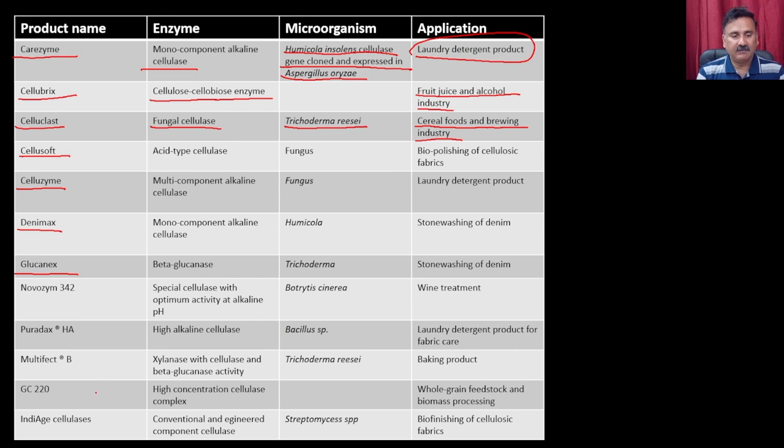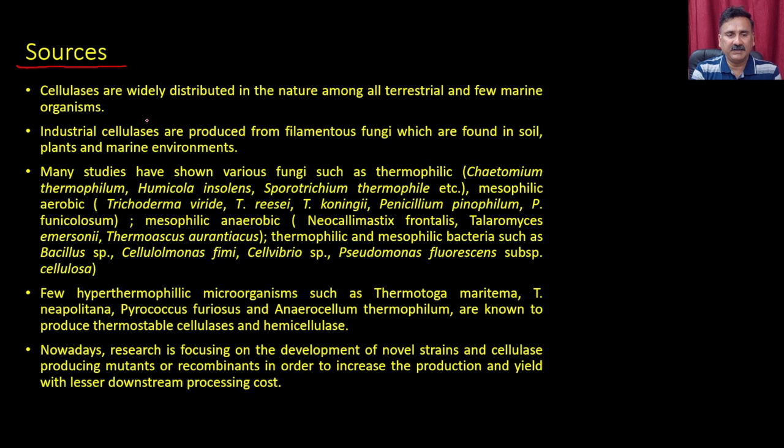So you can go through the role of these enzymes and other details. And as far as the sources are concerned, if you want to develop them, cellulases are widely distributed in nature among all terrestrial and aquatic organisms. Industrial cellulases are produced from filamentous fungi, which are found in soil, plants, and marine environments.